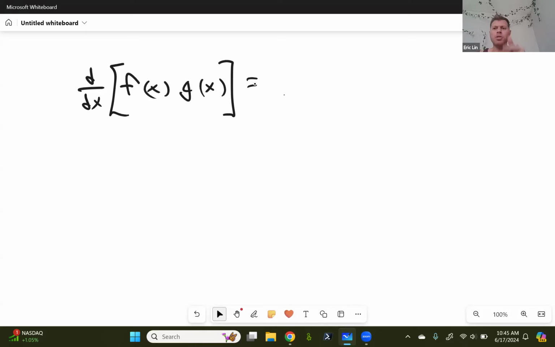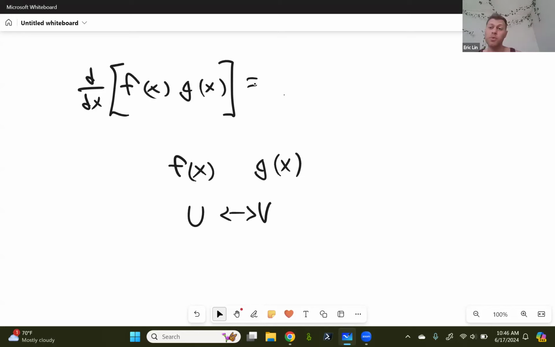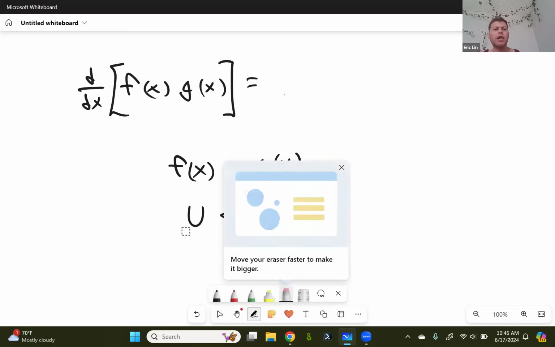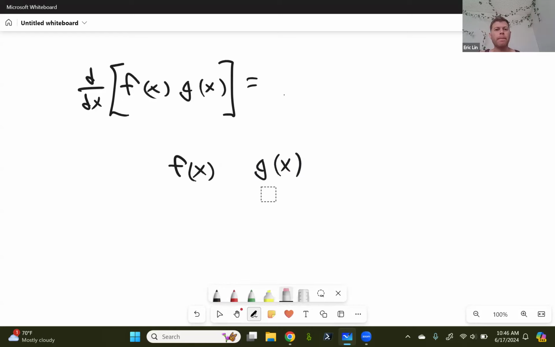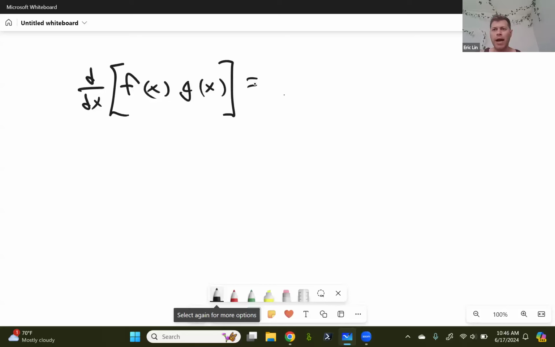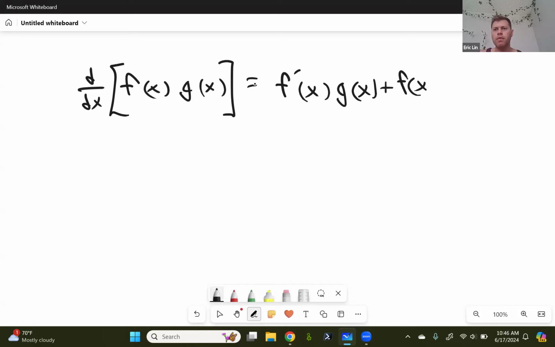So if I have f times g, I do want to say that I'm going to be using f of x and g of x as my two functions instead of u and v, because I will sometimes get these two things confused. But keep in mind that in your class, you'll likely see the two functions as u and v. Anyway, back on track. If I have a product of two functions and I take its derivative, then I will have the derivative of the first times the second plus the first times the derivative of the second.